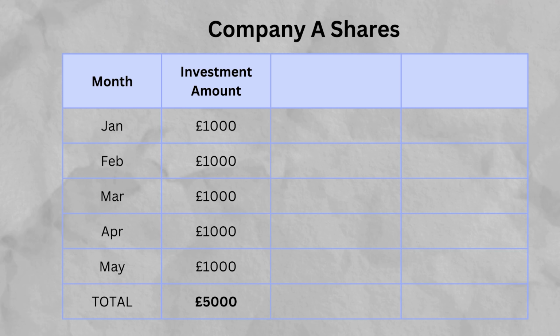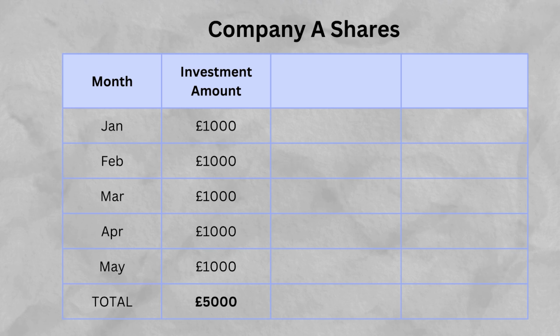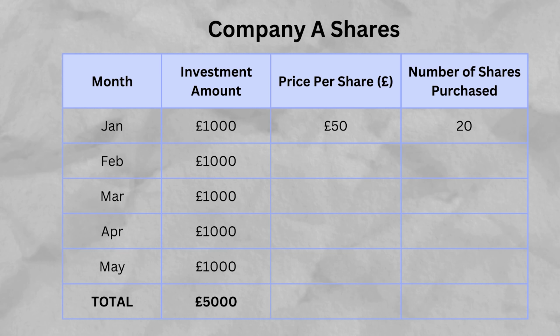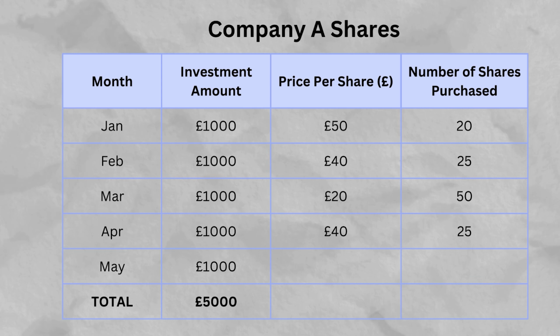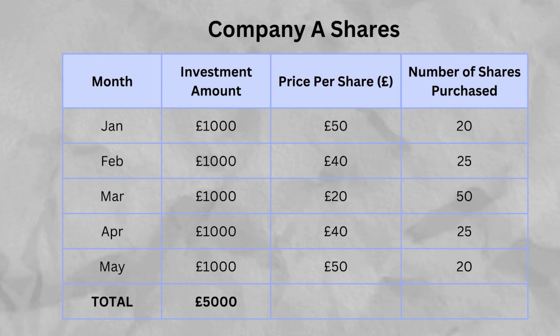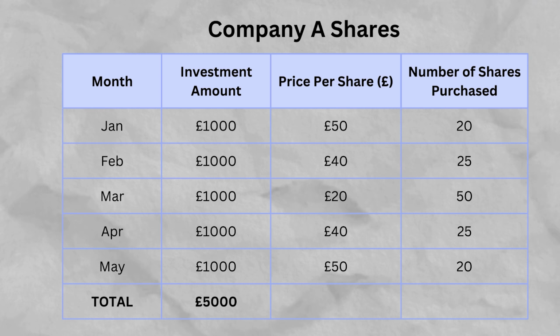So going back to the company A example, say you buy £1,000 worth of stock for 5 consecutive months, say from January to May. Let's also imagine that on the days you buy, the stock is trading at £50 in January, £40 in February, £20 in March, £40 in April, and £50 in the final investing month of May. During those 5 months, you would have gone on a bit of a roller coaster ride as you stayed fully committed to your investing schedule.